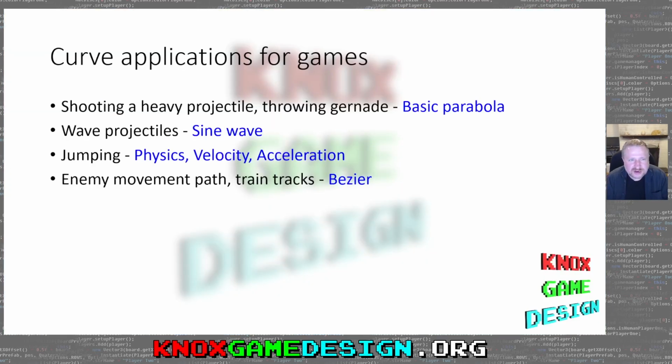So applications for games: shooting a heavy projectile or throwing a game object, use a basic parabola. Wave projectile, sine wave. Jumping, use physics, velocity, and acceleration. And if you're doing an enemy movement path or like train tracks, use a Bezier curve.